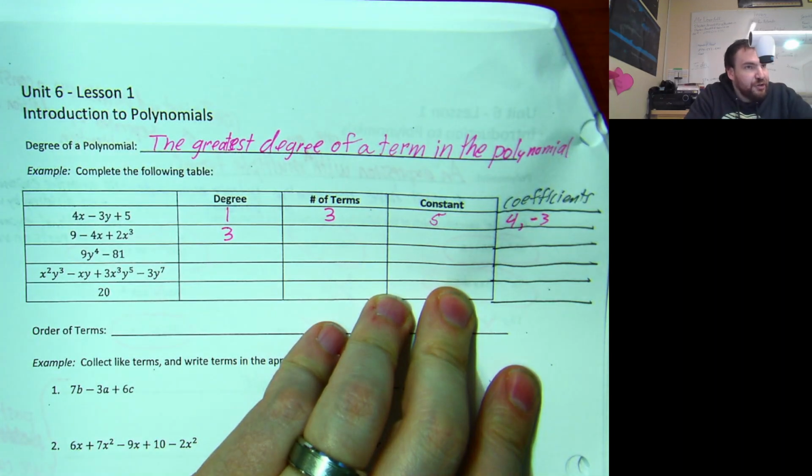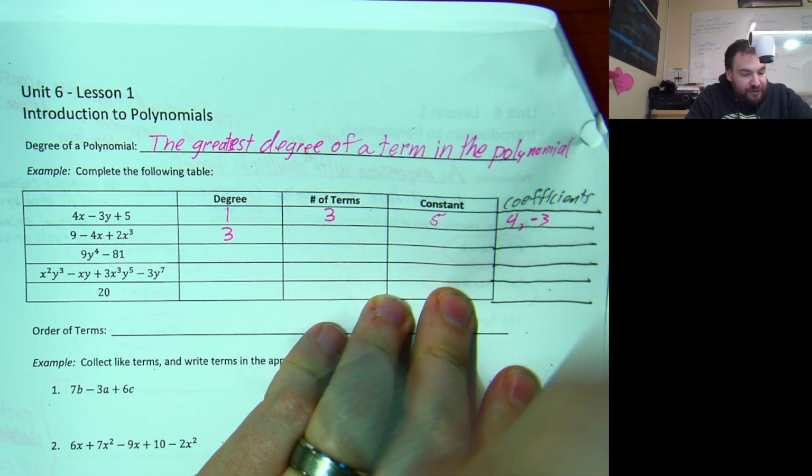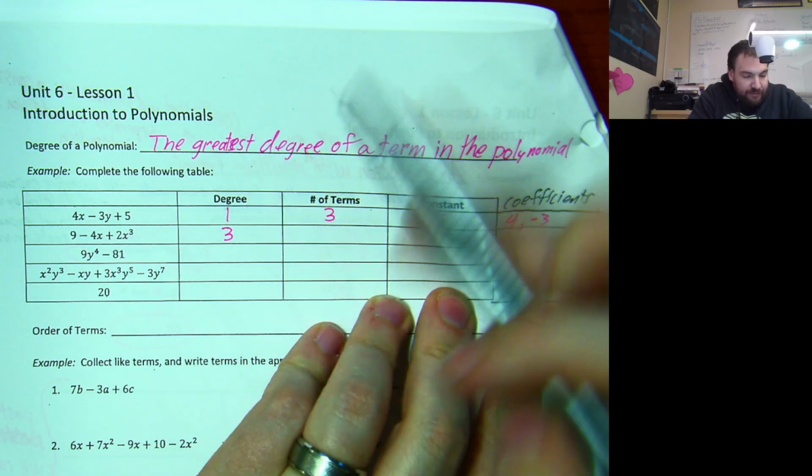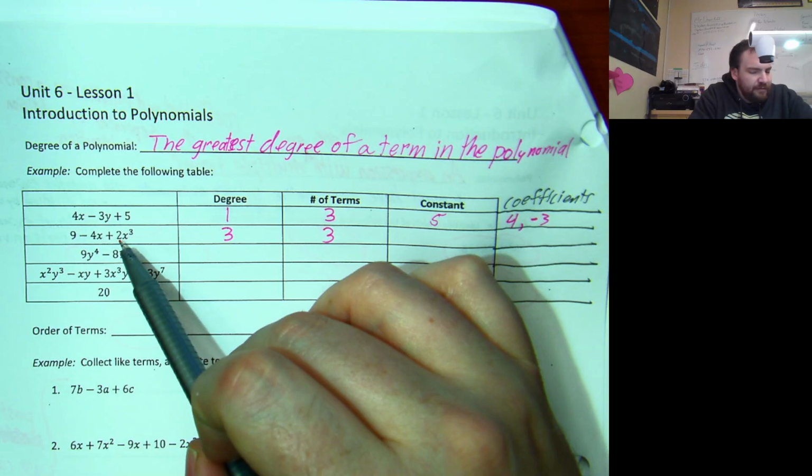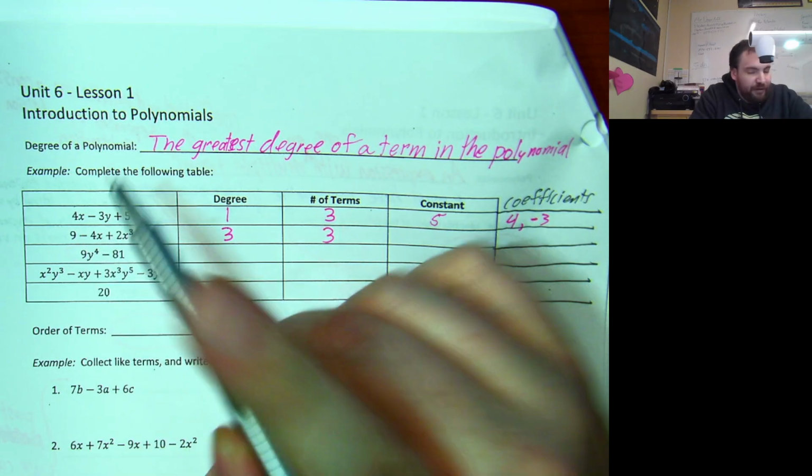You don't add degrees term to term. You just add them up on a single variable or all the variables in a single term. So the number of terms here is going to be 3. So what kind of polynomial is this one? It's a trinomial. Okay, cool.